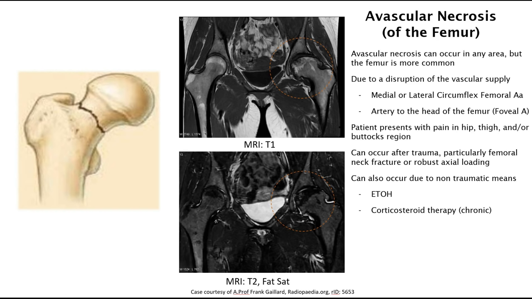If the circumflex vessels are compromised, for instance in the case of a femoral neck fracture or in the case of a very large vertical or axial impact, the cells in the proximal head of the femur can die, developing a condition known as avascular necrosis. It's important to note that any bone can undergo avascular necrosis, also known as AVN, but the femoral head is the most common area for this to occur. Other common sites include the humerus, the knee, and the scaphoid in the hand.